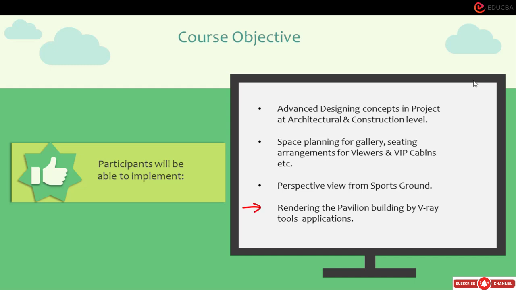Rendering the pavilion building by V-Ray tools applications. This V-Ray tools application is very important when we are designing in SketchUp. SketchUp is a standalone software, but when we add additional features like V-Ray tools, our building will look like a real image. Applying the V-Ray tools is a fantastic method to present our 3D view as a real view. That's why V-Ray tools are also important, and why the participant will also implement rendering tools like V-Ray.